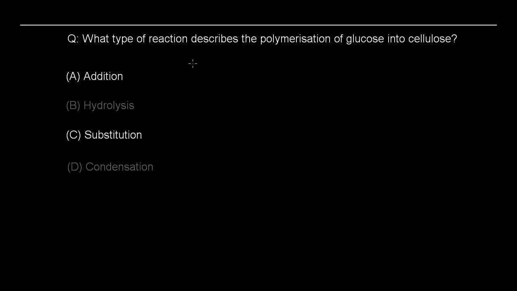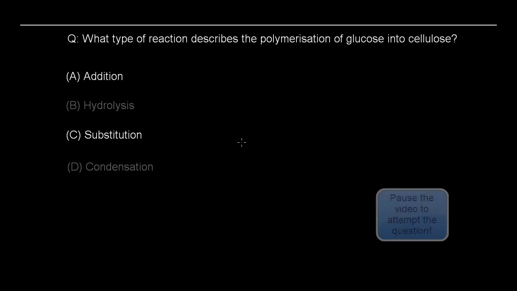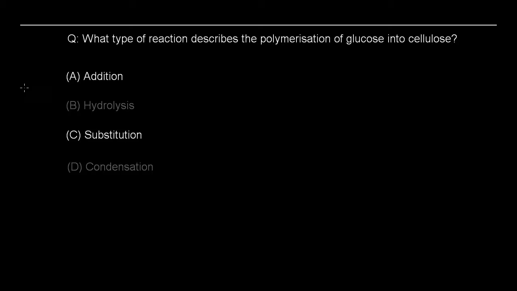And the last one: what type of reaction describes the polymerization of glucose into cellulose? Again, you get 5 seconds. So the correct answer is condensation. The reason why the other ones were wrong is addition polymers is where you add something, but you don't lose anything. When it comes to glucose, we make it into cellulose, but we also lose water, so addition is wrong.